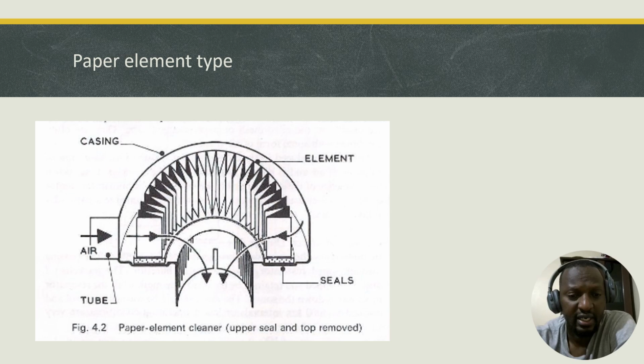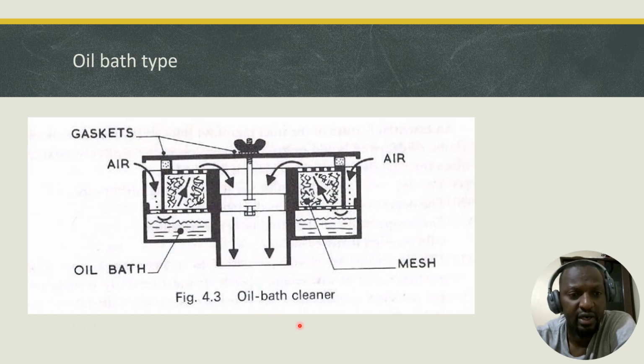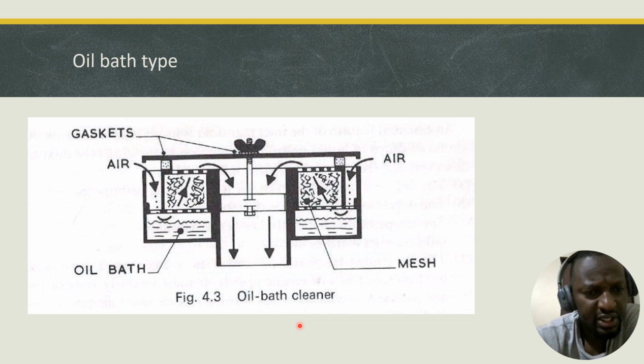The other type of air cleaner is the oil bath type. Now, the oil bath type is a serviceable air cleaner that lasts the life of the vehicle. The air cleaner is serviced by cleaning it, and it consists of a container that has oil filled to a prescribed level, as you can see here.